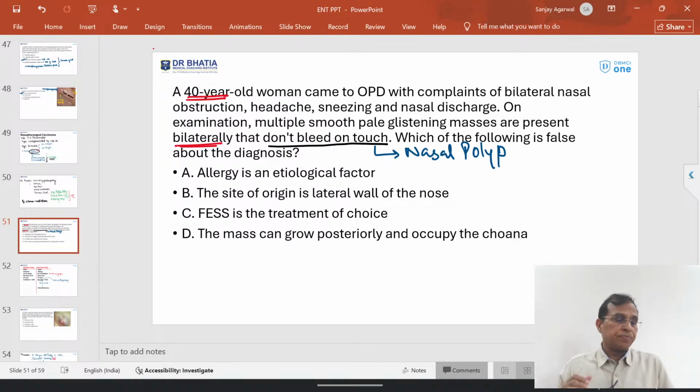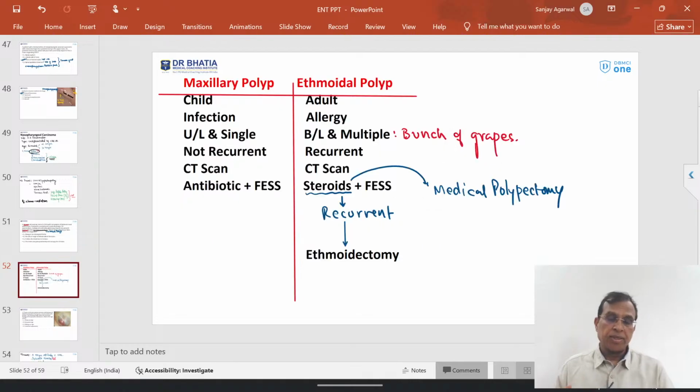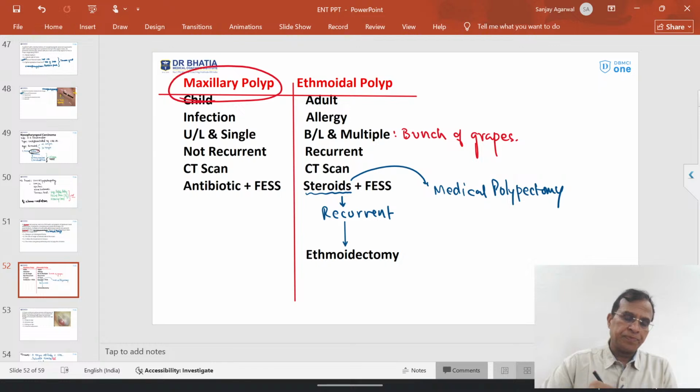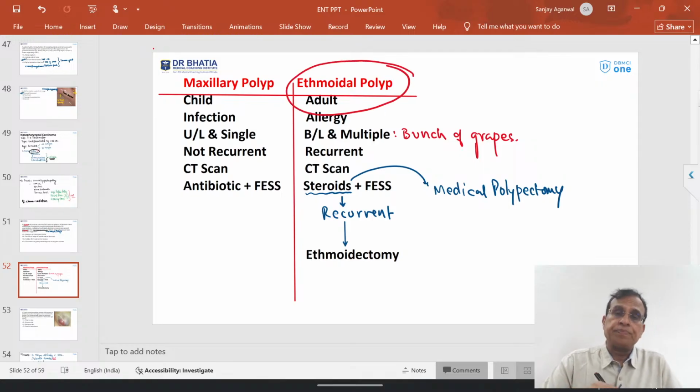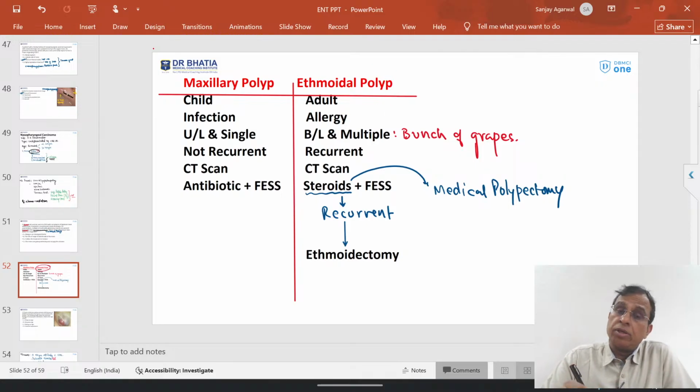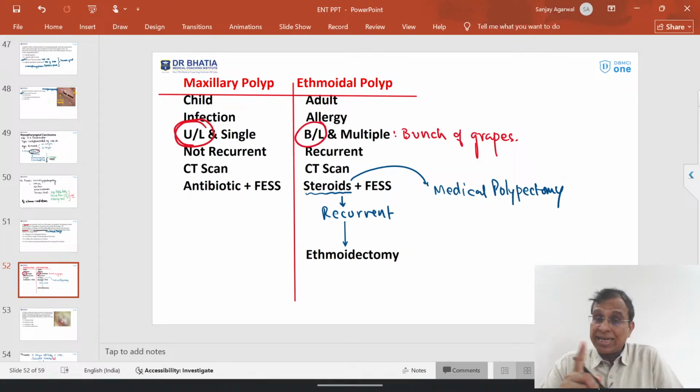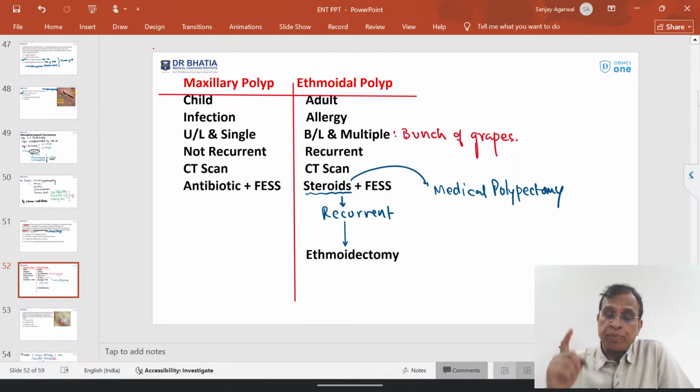Okay, we'll come to this. Look here. Nasal polyp दो तरह के होते हैं, maxillary polyp, ethmoidal polyp. अडल्ट में ethmoidal polyp होता है, बच्चों में maxillary polyp होता है. तो ये पेशेंट की 40 इयर्स है तो ethmoidal polyp है. ओके, नॉट maxillary polyp. एंड maxillary polyp यूनिलैटरल होता है, ethmoidal polyp bilateral होता है. This is bilateral, this is also telling you ethmoidal polyp. Basically it is an ethmoidal polyp.